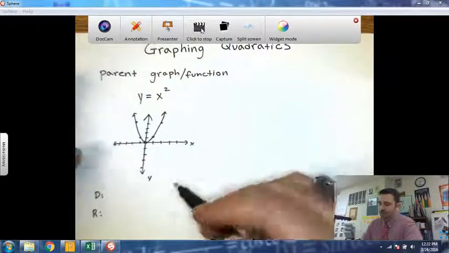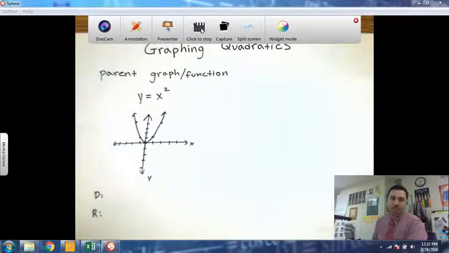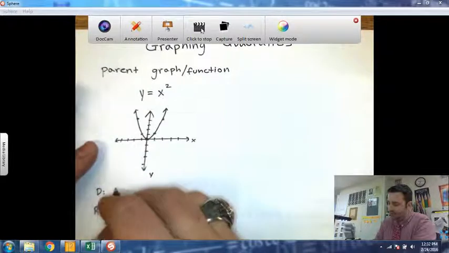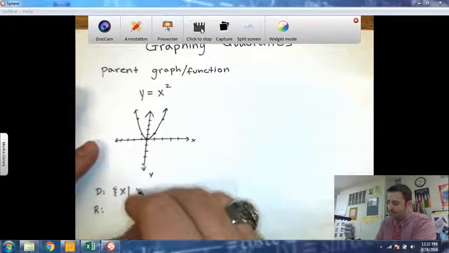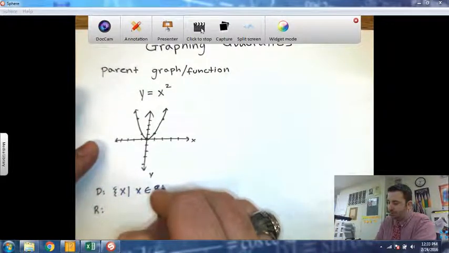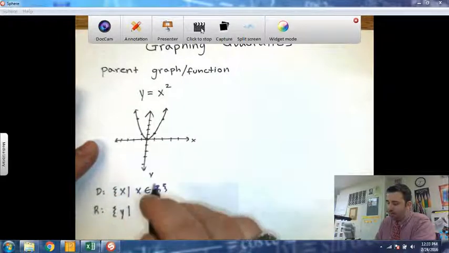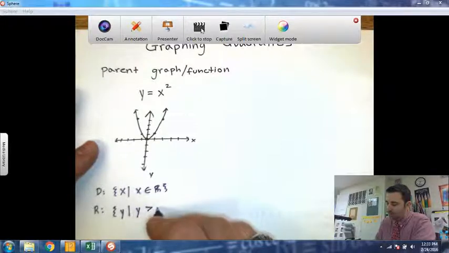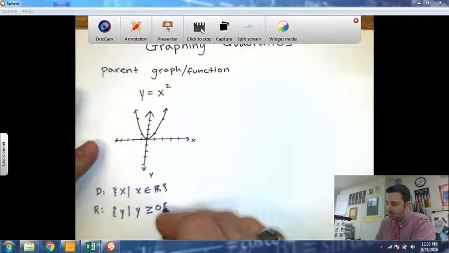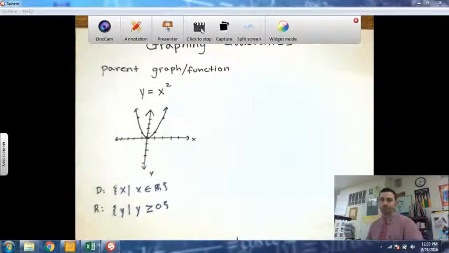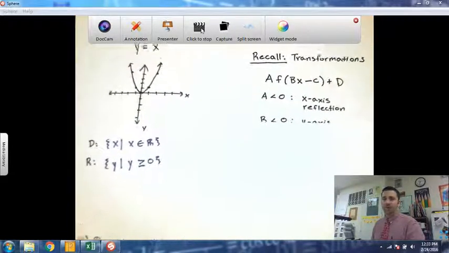So looking at this, first off, let's understand the domain and range of this function. Domain is defined as x such that x is an element of all real numbers, and range for the parent graph is defined as y such that y is greater than or equal to 0, which we can see visually on this graph.